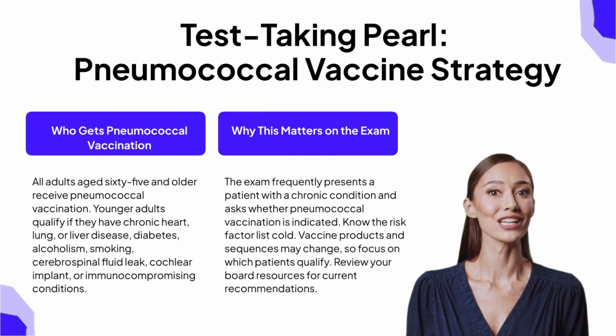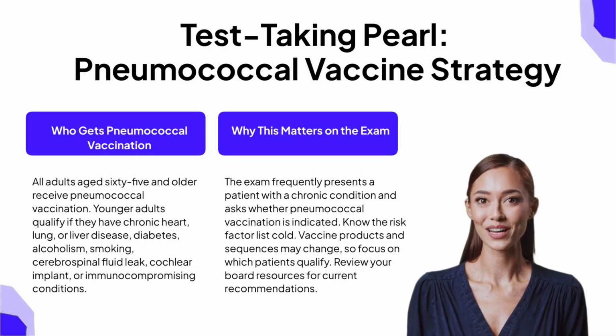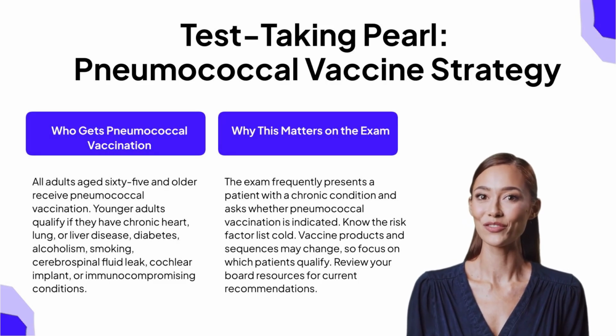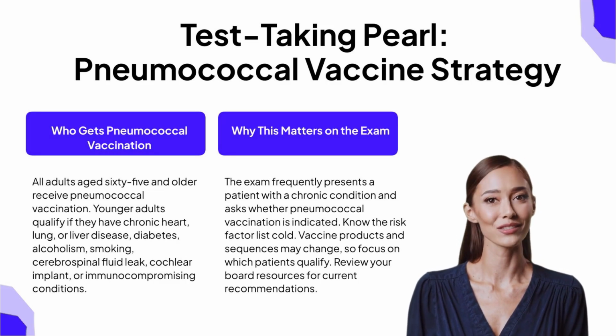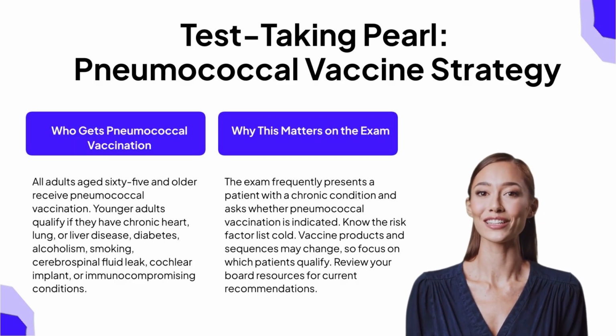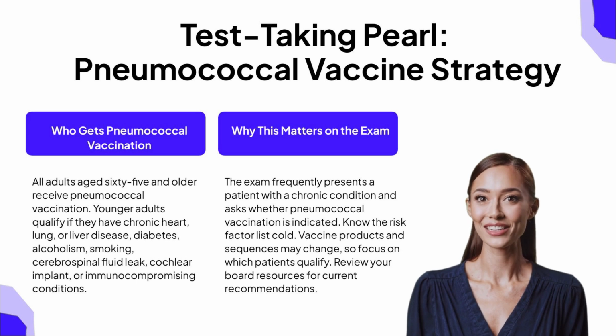Here is a critical test-taking pearl about pneumococcal vaccination. The boards love to test whether you know who qualifies for pneumococcal vaccines. The 2 main groups are adults aged 65 and older, and younger adults with specific risk factors. Those risk factors include chronic heart disease, chronic lung disease, diabetes, alcoholism, chronic liver disease, cigarette smoking, cerebrospinal fluid leak, cochlear implant, and immunocompromising conditions.